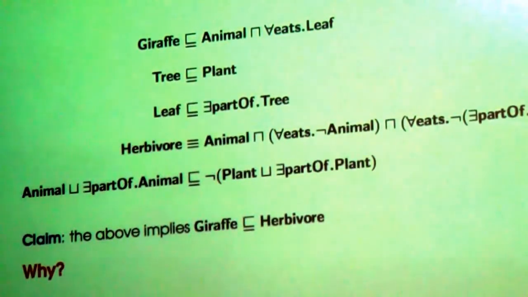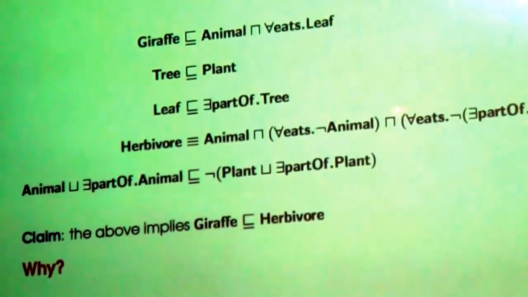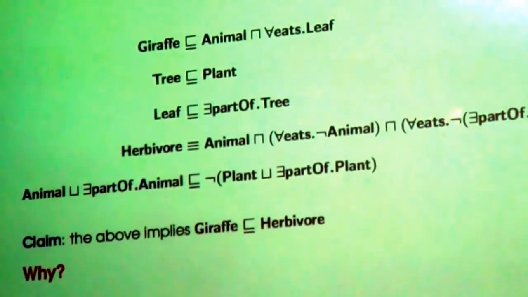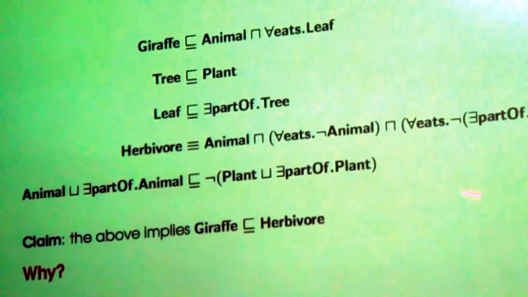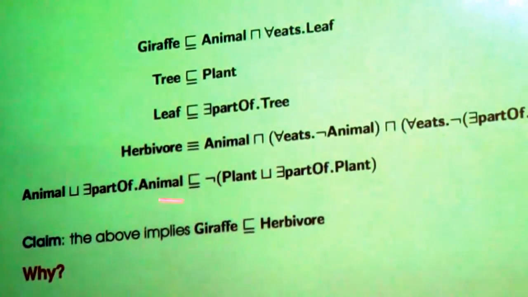Okay, maybe this is not the right way to do it, but someone might think to write it in this way. And they only eat things that are not parts of animals, okay? So this is one way you might think of writing it. And then we have this last statement here, which maybe looks a bit complicated, but it's really not very hard. It just says that if I'm an animal, or if I'm a part of an animal, then I can't be a plant, and I can't be a part of a plant.